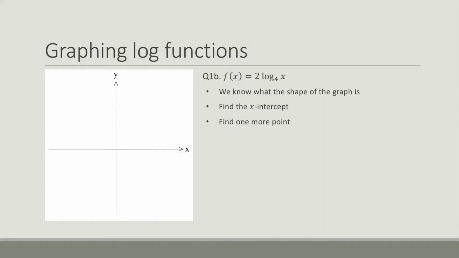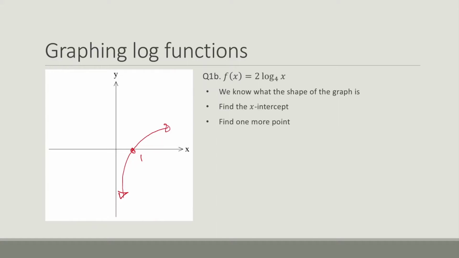Next one, graphing log functions. So we're going to graph f(x) equals 2 log x with a base of 4. Now, first of all, we know what the graph looks like. It's going to look like any other log graph. Let's find the x-intercept. Now I know that the x-intercept is going to be 1 because that's always what the x-intercept is.